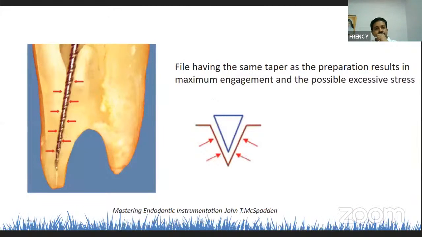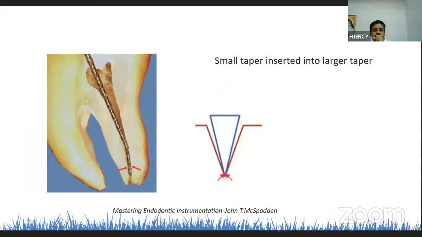Then the next scenario is a file having the same diameter as the preparation, resulting in maximum engagement. If you are inserting an instrument with the same diameter into a canal with the same taper, it may cause excessive stresses at multiple points, which may cause instrument separation. Then suppose you are using a smaller taper file with a big tip diameter in a larger canal. What happens is, suppose you are inserting a 4% 30 file into a larger canal initially itself, the apical portion of the canal may be 20 or 25.